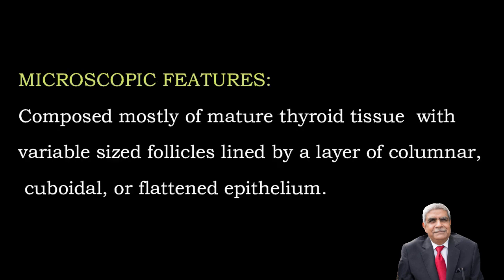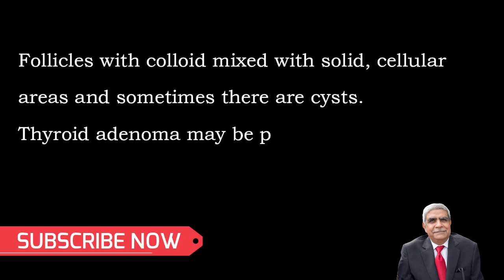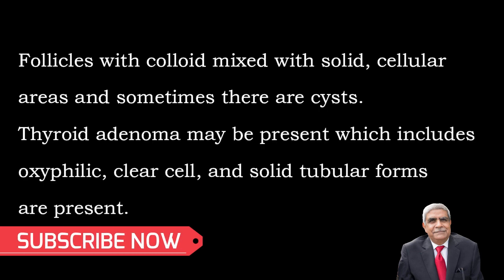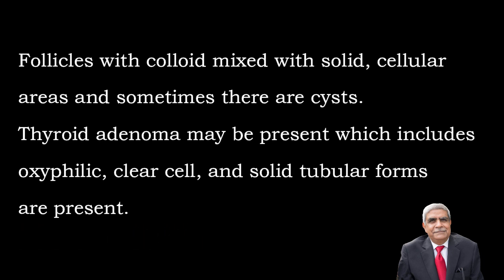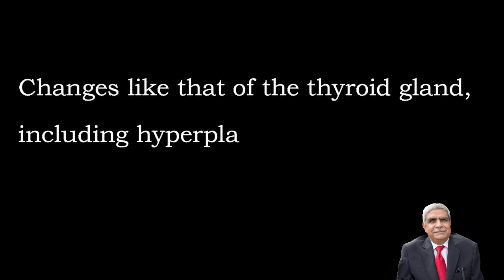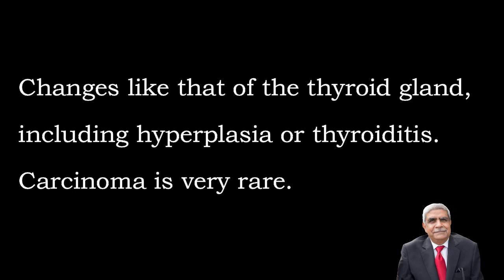Now, microscopic features: they are composed of mature thyroid tissue with variable-sized thyroid follicles lined by a single layer of columnar, cuboidal or flattened epithelium, with follicles containing colloid mixed with solid cellular areas, and sometimes there are cysts. Thyroid adenoma may be present. Oxyphilic cells, clear cells and solid tubular forms are present. Changes like those of the thyroid gland, including thyroid hyperplasia or thyroiditis, are also a feature, but carcinoma is very, very rare in struma ovarii.